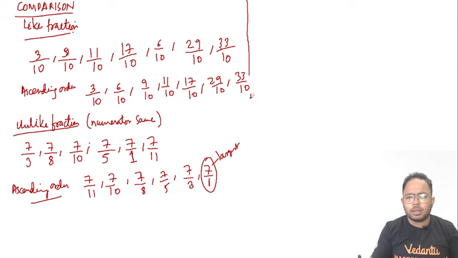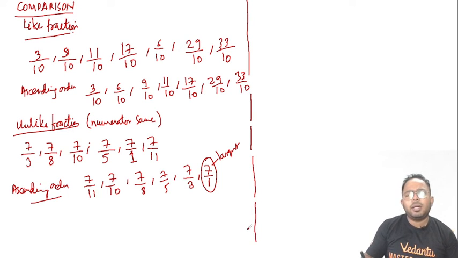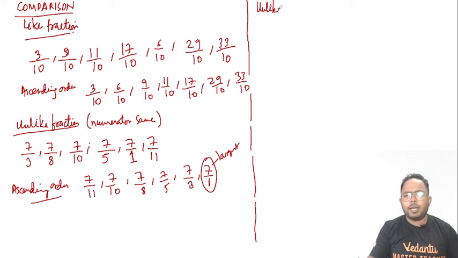अब ऐसा भी तो हो सकता है, दिमाग में चल रहा होगा सर जरूरी थोड़ी ना कि न्यूमरेटर सेम ही होगा, Is it important? Is it necessary that every time the numerators will be same? No. So unlike fractions में एक और केस हो सकता है, एक केस और हो सकता है, न्यूमरेटर डिफरेंट.